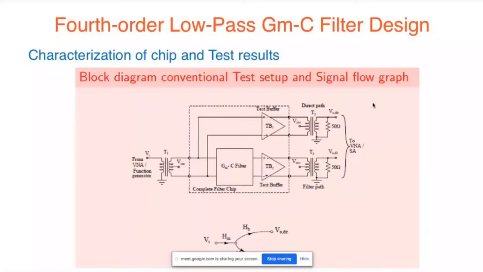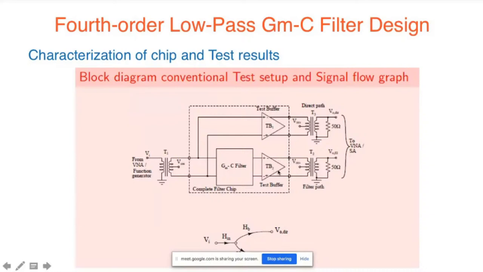So you cannot test just by connecting any of the equipment. Since the output is 0.5 volts and the input is also 0.5 volts, we need additional circuitry to test our output voltage. So we cannot test it as a standalone filter. So what we have done is we have test buffers, which will be operating at 1.8 volts.